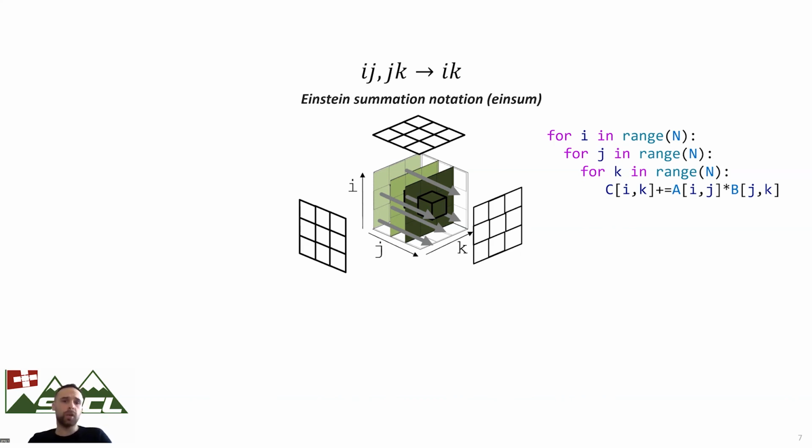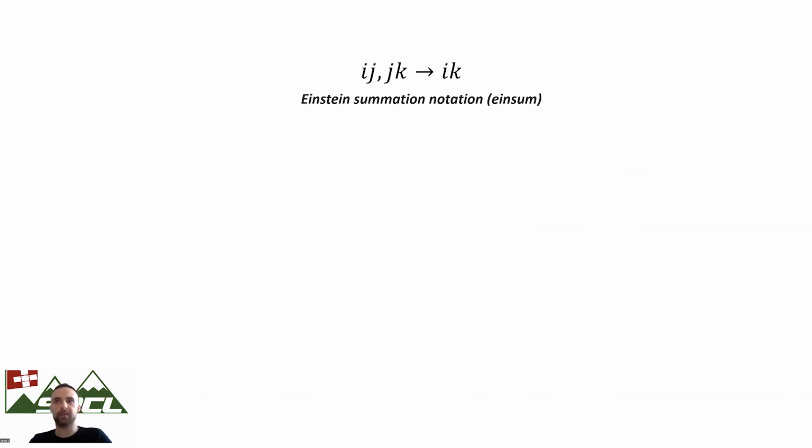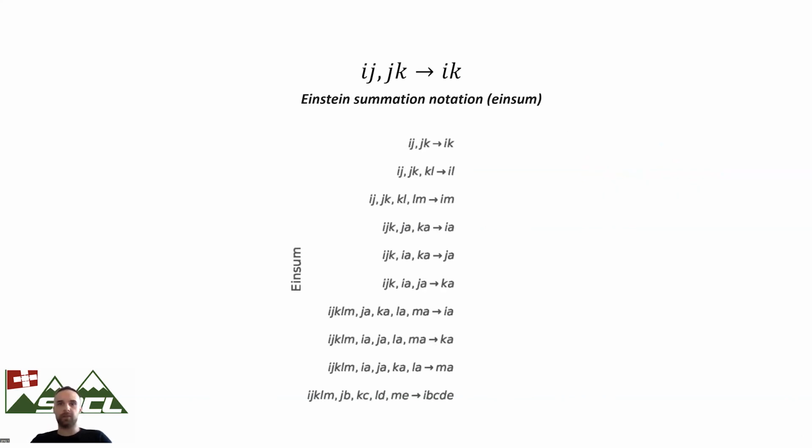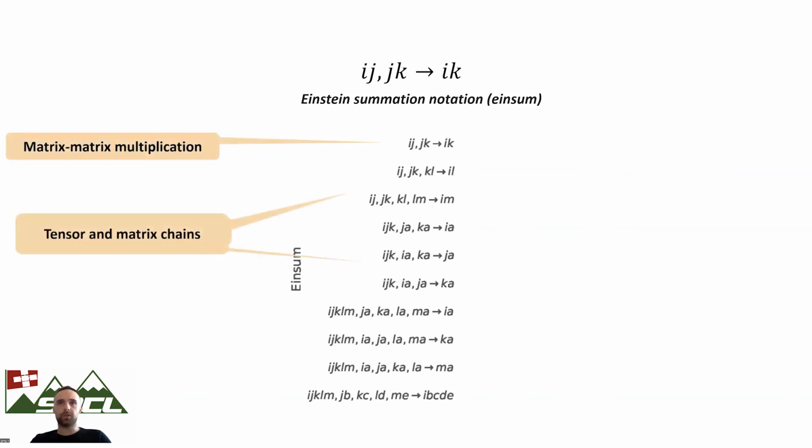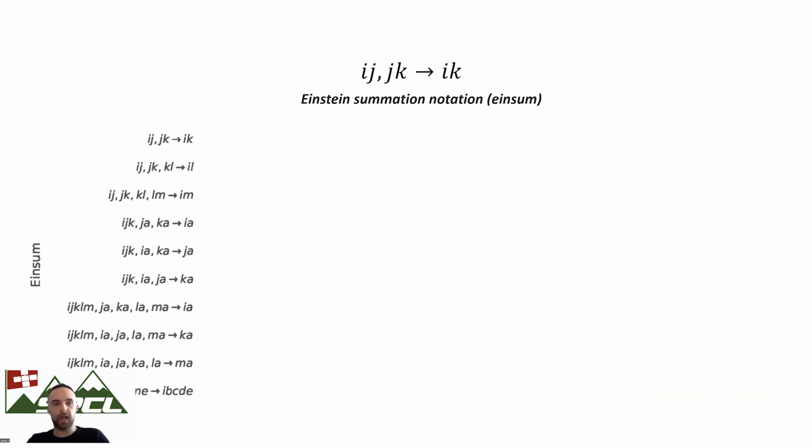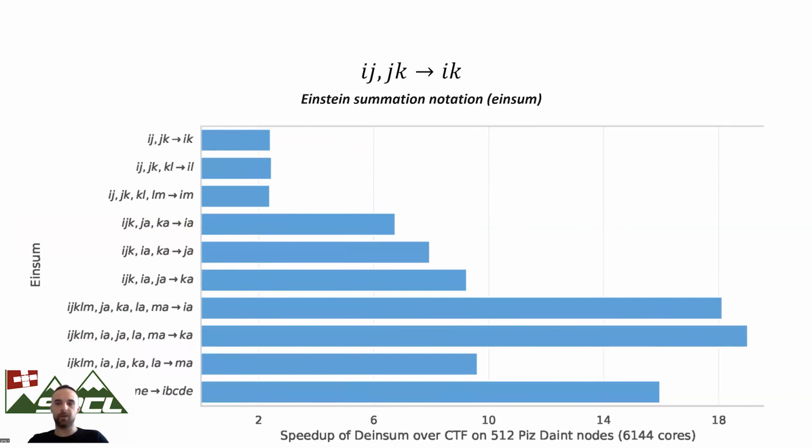So in this work, we examined a plethora of different Einsums, ranging from just classical matrix multiplication to tensor and matrix chains to higher order tensors that are crucial, for example, for quantum circuit simulations. And we compared their distributed performance against state-of-the-art libraries and tested on a Piz Daint supercomputer. We measured up to 19 times speedup over the state-of-the-art distributed libraries, achieving the speedup in every single case that we tested. And now Alex will tell us how we achieved this result.